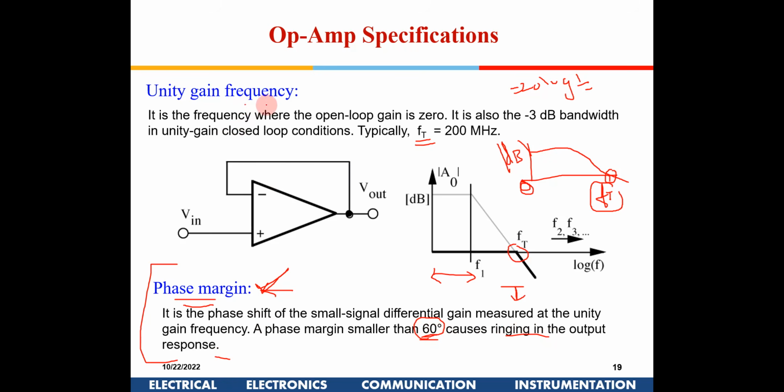Similarly, a large Ft means the op-amp is good at high frequencies. It can give good gain at high frequencies, and the slew rate will be better and things like that. So this is bandwidth and this is stability. These two things you need to remember.